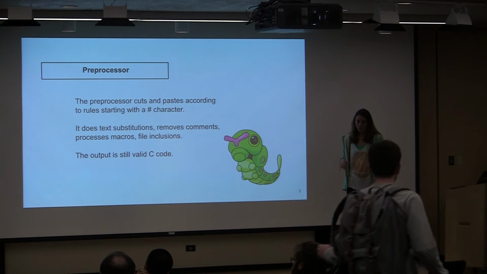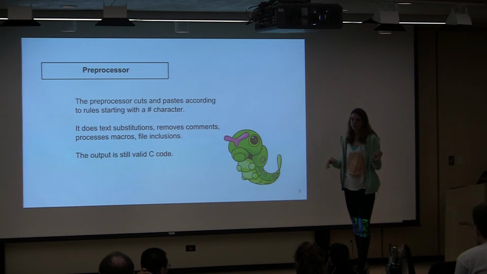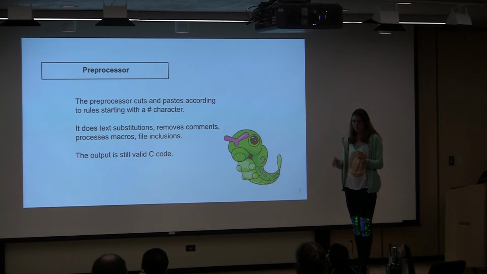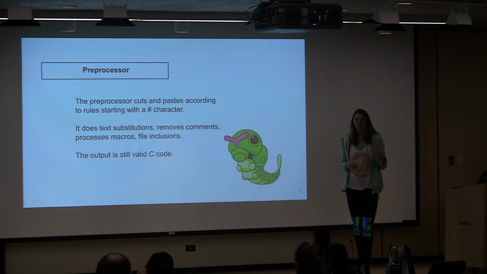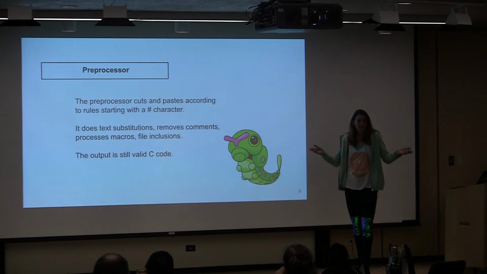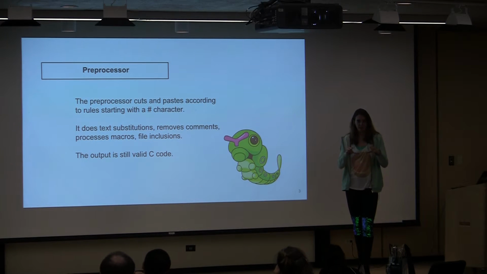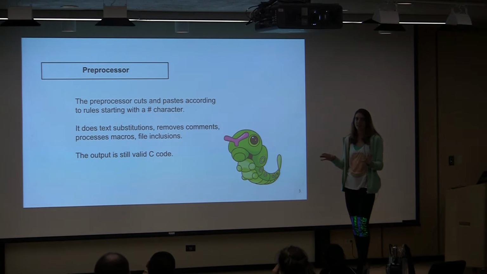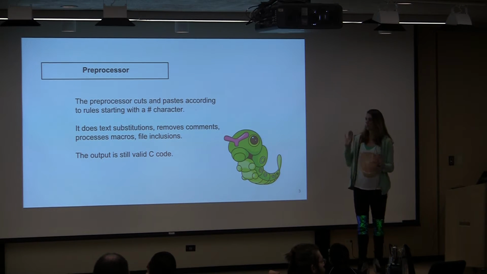You can run just the preprocessor, and you'll see that the output, while funky looking, is actually valid C code. It's a little hard to read because all of the nice little macros that you use, like NULL, for instance, will actually get replaced with like 0 cast as a pointer. So it'll be hard to read, but it is valid C code that the preprocessor outputs.